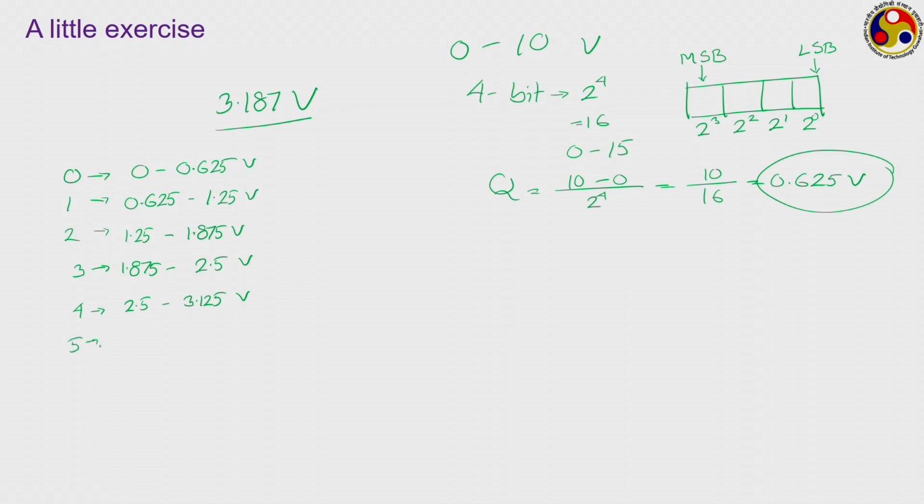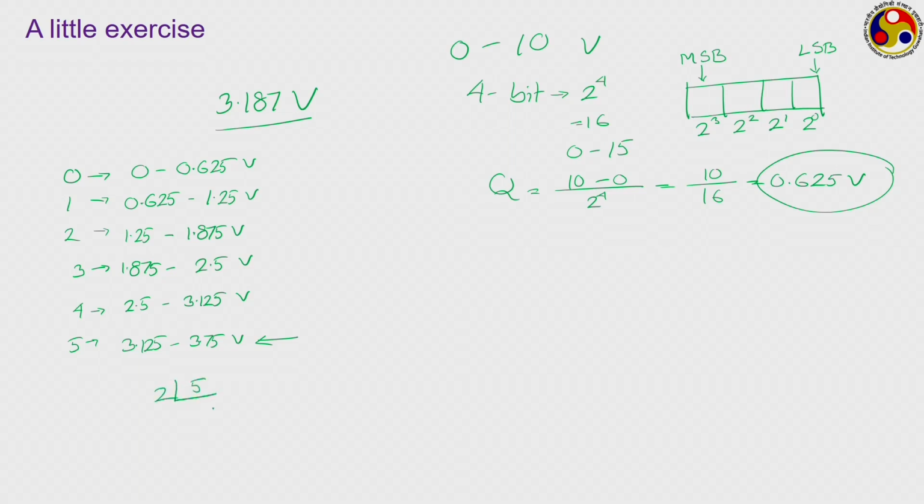Now, come to level 5. It starts from 3.125 and goes up to 3.75 volt, and our objective is 3.187, which falls right here. That means it should belong to level number 5. Then we can identify the binary value corresponding to this decimal value 5, and that should be a binary output. So, what is the binary correspondence to 5?